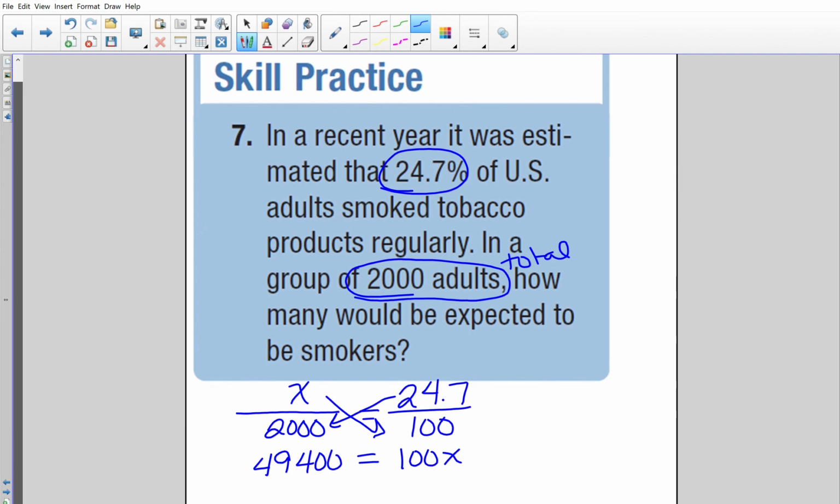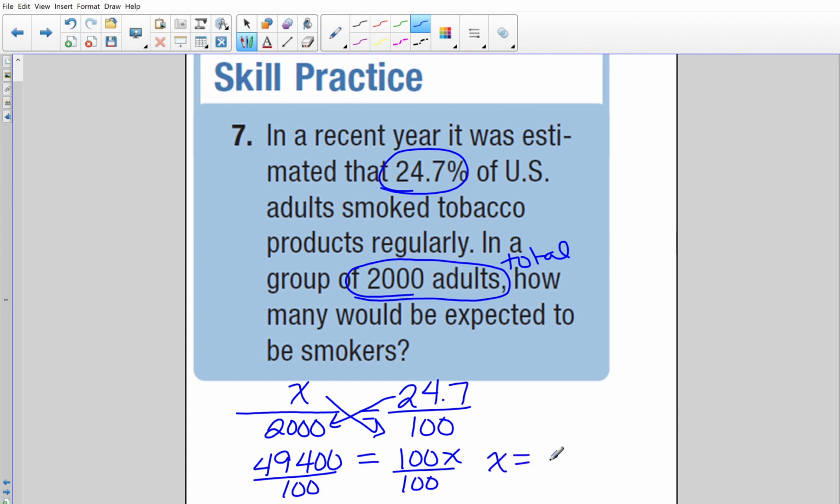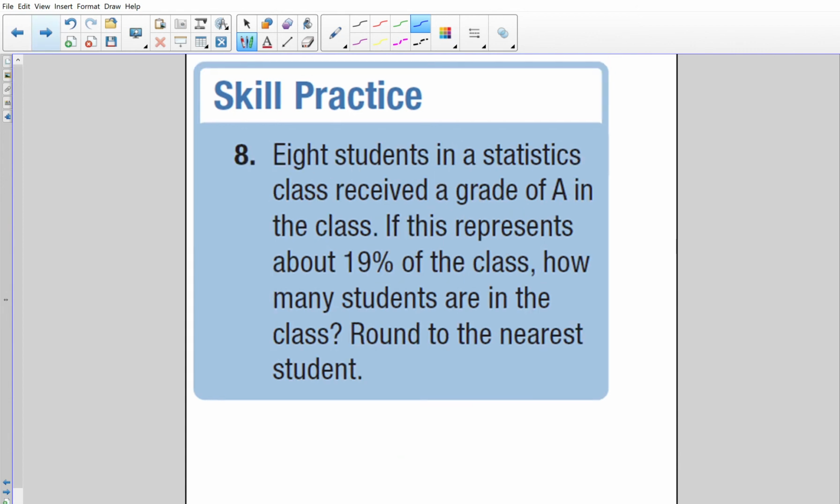Okay. We'll divide by 100. So here x would equal 494 people, or smokers, or whatever, however you want to label it, as long as you have a label that goes along. Okay, number 8, if you want to try this one and pause it.